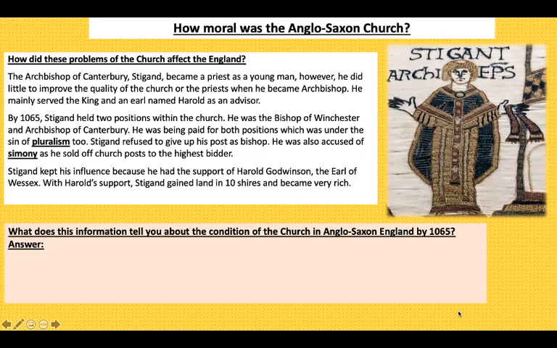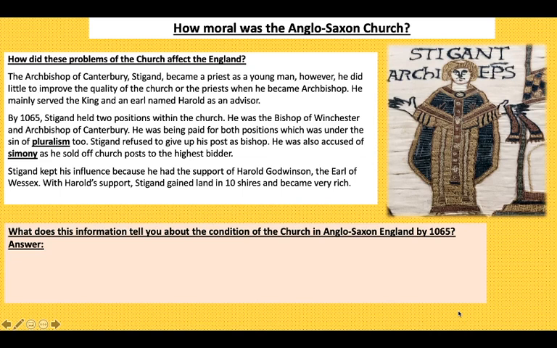Now, we'll come on to those two people when we come back in September. By 1065, Stigand held two positions within the church. He was the Bishop of Winchester and also the Archbishop of Canterbury. He was being paid for both positions, which was under the sin of pluralism. So we'll come back to that key term, pluralism. So whilst Anglo-Saxons worshipped a couple of different religions, it also falls under if you are holding different positions within the Saxon Church as well.